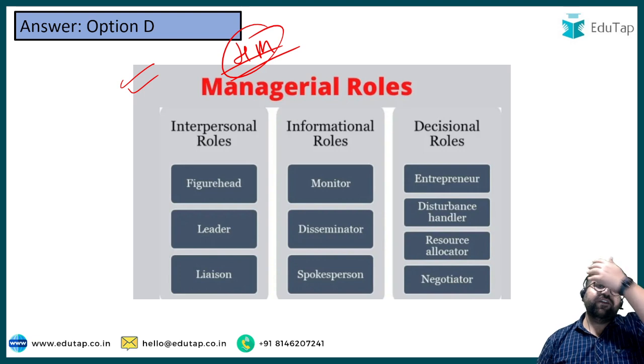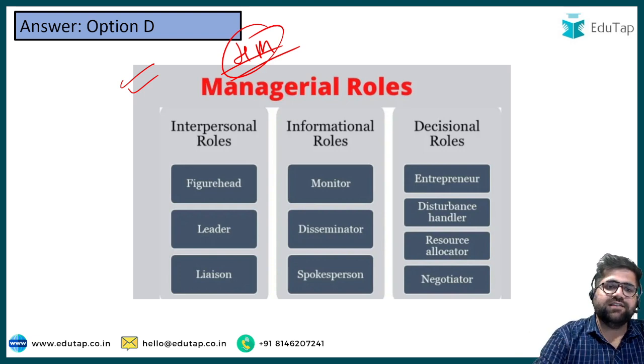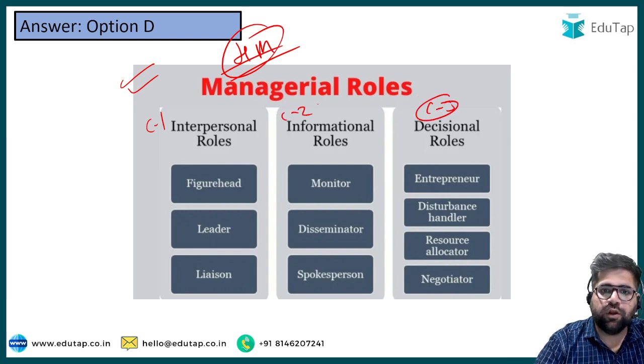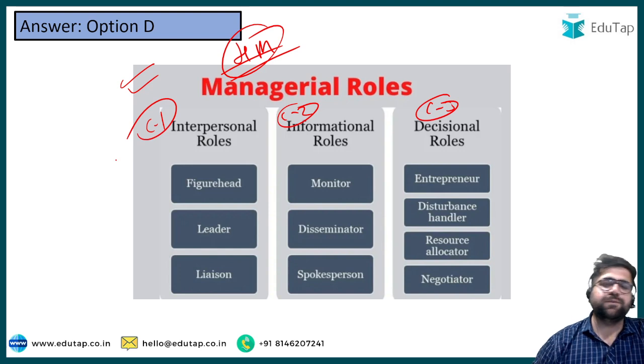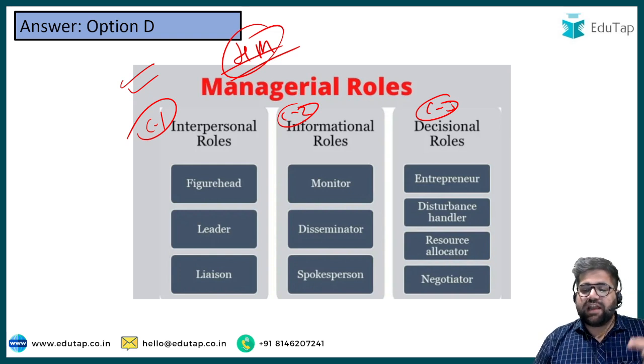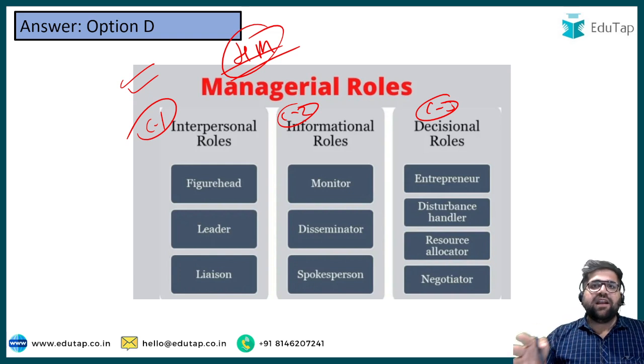So what are the different roles prescribed by Henry Mintzberg? If you see, there are three categories. This is the first category, this is the second category, and this is your third category. The first category is interpersonal roles. Under the interpersonal role, the manager tries to motivate the particular set of subordinates. He will try to expand his duty roles.